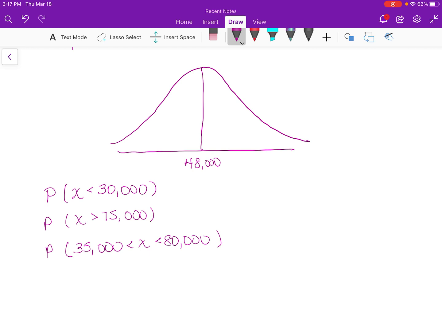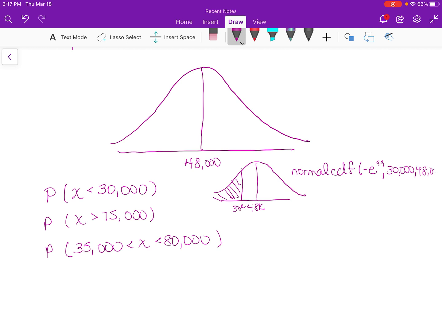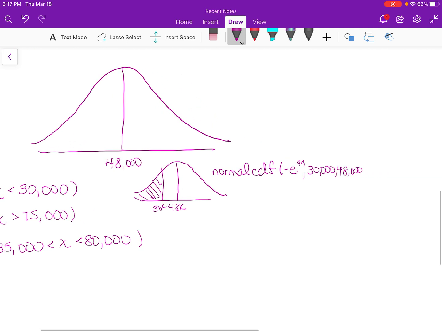So for the first one, draw my normal curve, 48K in the middle, less than 30 would be an area to the left. So I'm going to use normal CDF, negative e to the 99th, 30,000, 48,000, 12,000.